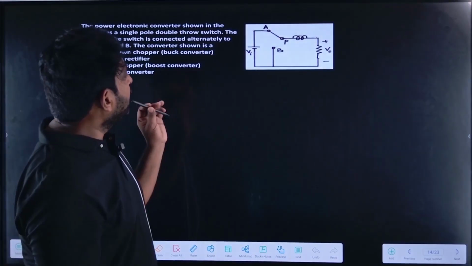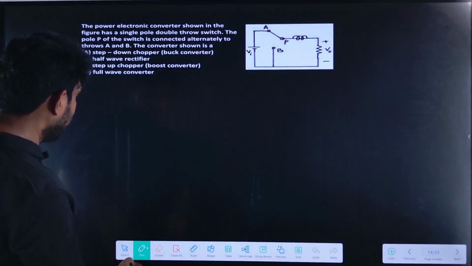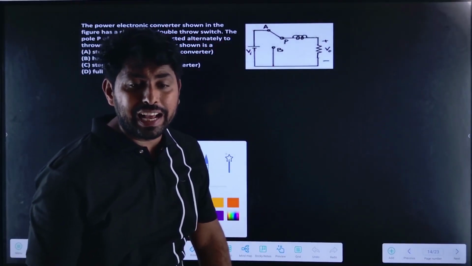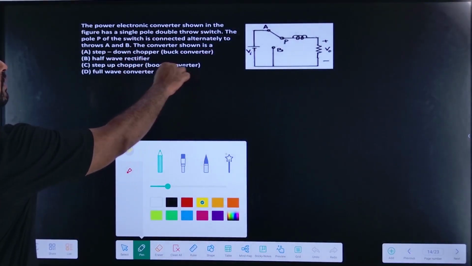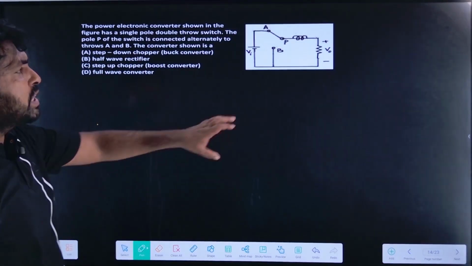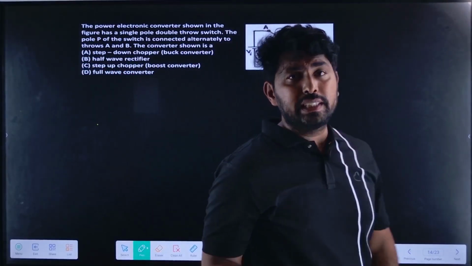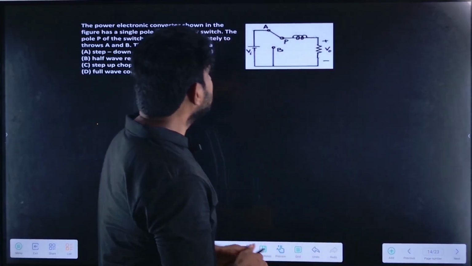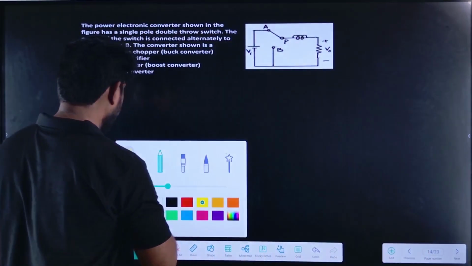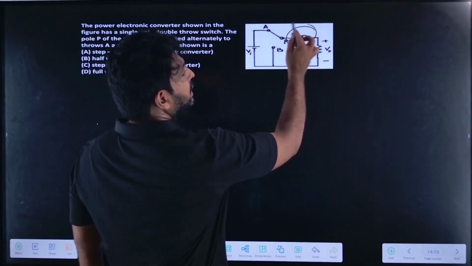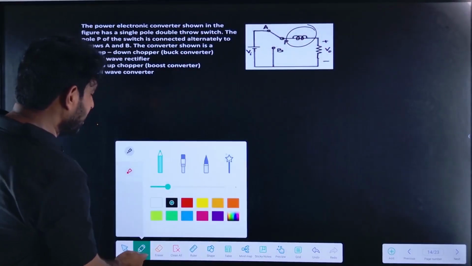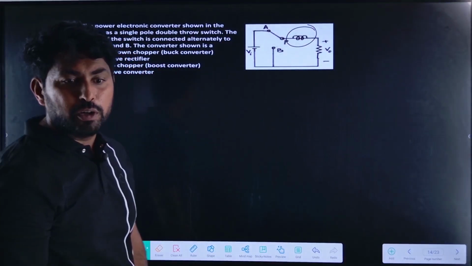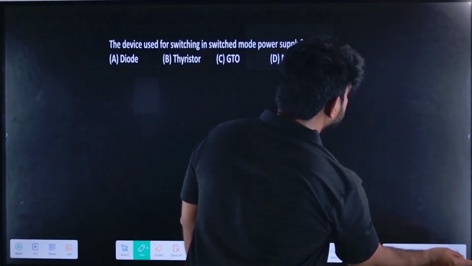Now let it be the first question. In this question, a power electronic converter is given. Which converter do we need to identify? By observing this, we can find that it is a buck converter or step down chopper. Why? Because the inductance is placed at the load side. If the inductance is placed on the load side, we can call this a step down chopper or buck converter. So let us solve the next question.